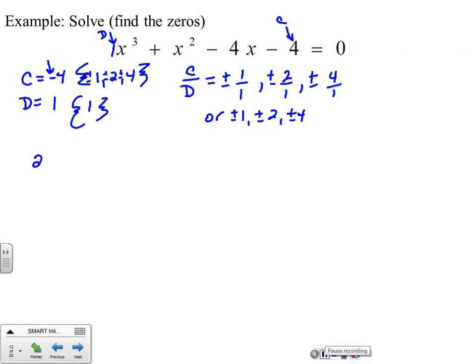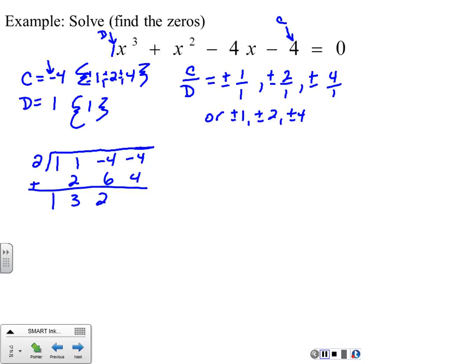So they tried 2, and our polynomial is 1, 1, negative 4, negative 4. Alright, so if we drop the 1 down, 2 times 1 is 2, add them together and you're going to get 3, 2 times 3 is 6. Add them together and you're going to get 2, 2 times 2 is 4, and you do get 0, so that's good. So, what is your first factor that we just found? When you put it back in binomial form, you have to take the opposite, remember? So it's going to be x minus 2.